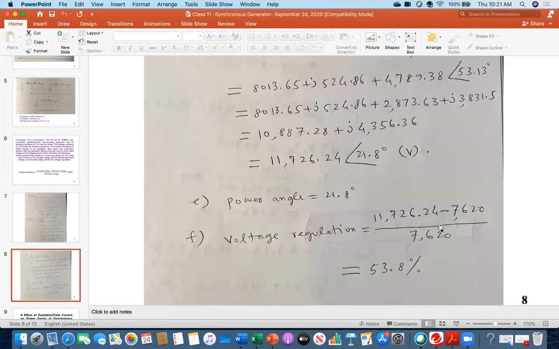From there I wrote, and then divide by full load voltage. You see that I got 53.8%. So this means this is very bad for the generator. The reason is that low lagging power factor is going to the load. The customers are using huge low lagging power factor that is causing huge drop.